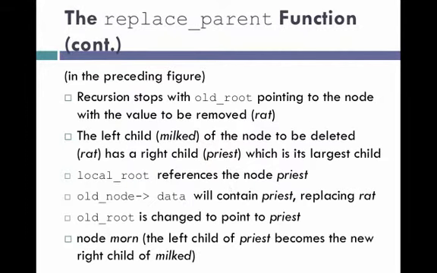The old root is set equal to the local root, and local root is set equal to local root arrow left. Now in the preceding figure, the recursion stops with old root pointing to the node with the value to be removed, which is rat, and the left child of the node to be deleted has a right child, priest, which is its largest child. The local root references the node priest. Old node arrow data will contain priest, replacing rat, and old root is changed to point to priest. The node mourn, the left child of priest, becomes the new right child of milked.